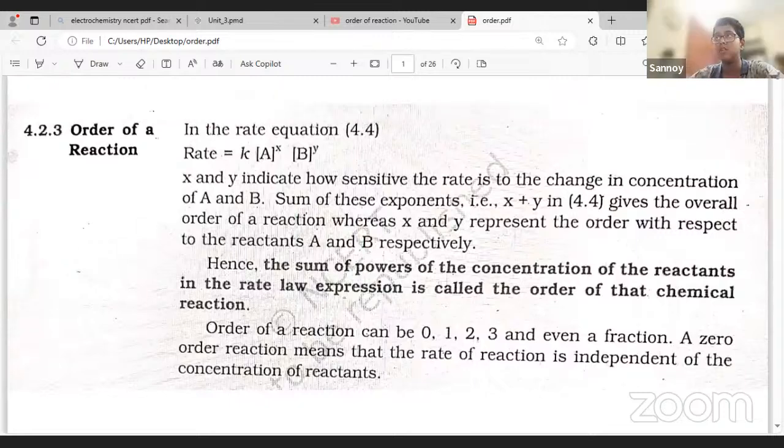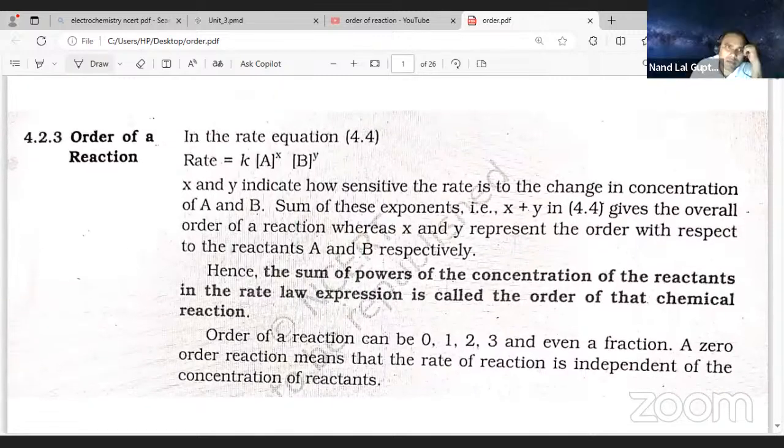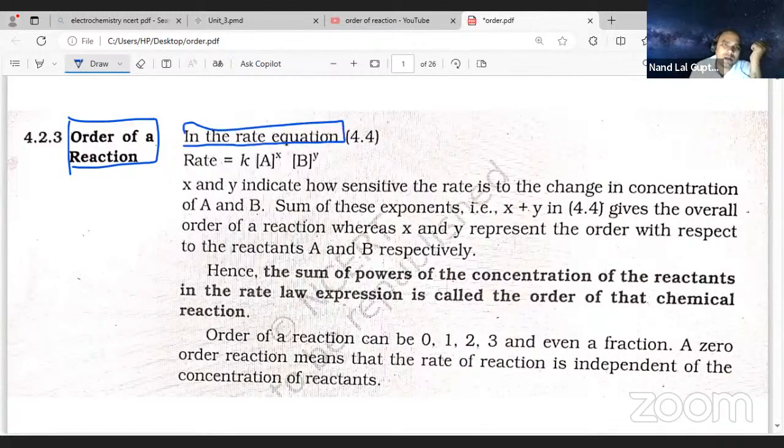Yes, sir, now visible. So now we are going to study the order of reaction. The rate expression: how can we express the rate? Rate is proportional to concentration. Here the rate law expression is rate equal to k, A power x, B power y.